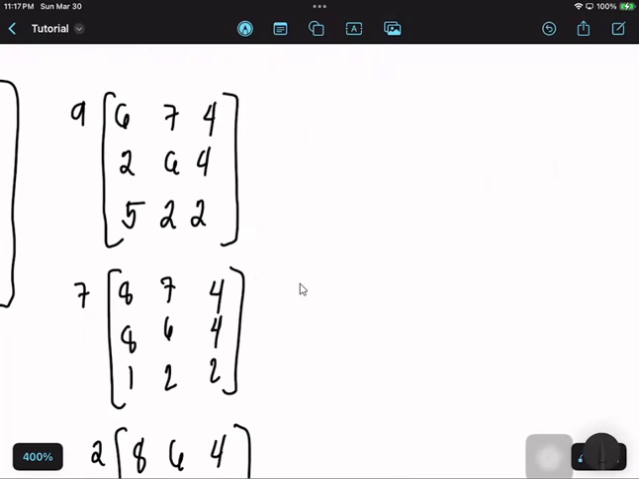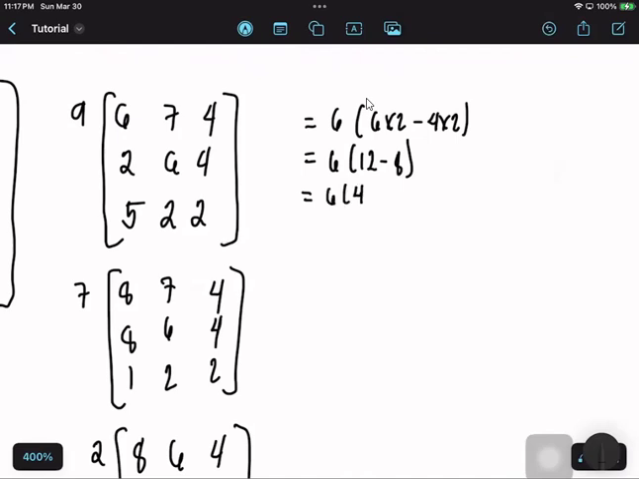So for this one, it will become 6 times 6 times 2 minus 4 times 2. That will become 12 minus 8. Calculating that, 12 minus 8 is basically 4. 6 times 4, that's 24. That's how you will do it.